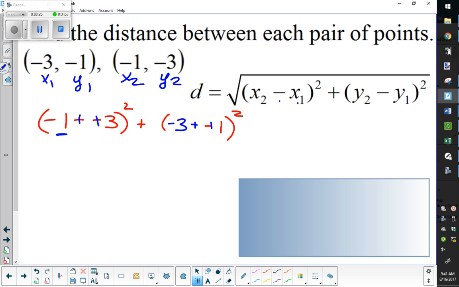We do the math. That's 2 squared plus negative 2 squared, but I'm squaring it anyway, so it's positive. 2 squared is 4, plus negative 2 squared is 4. You get 8. I'm taking the square root of that. I'm not done there because I got to break it down.